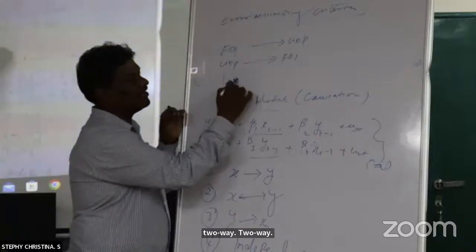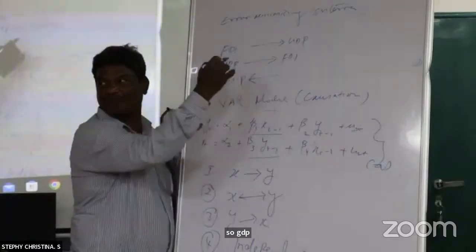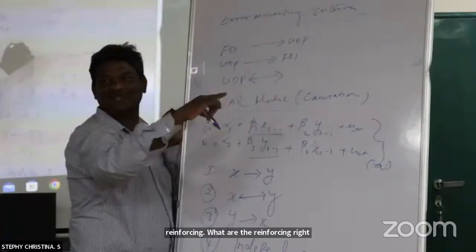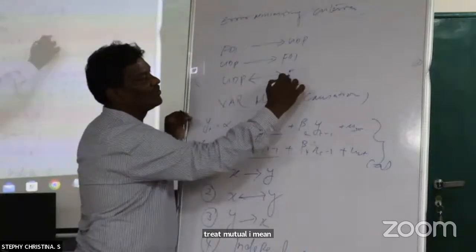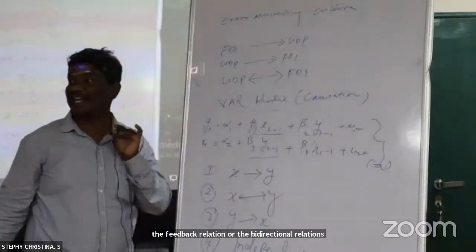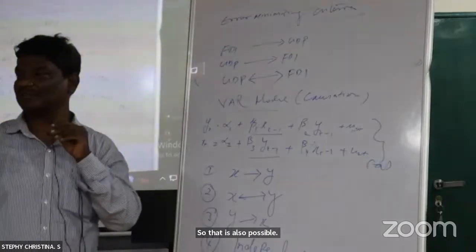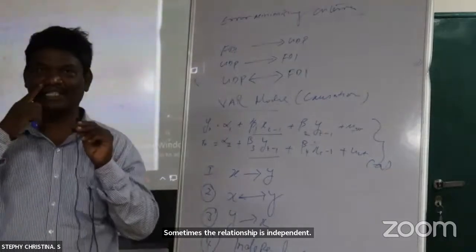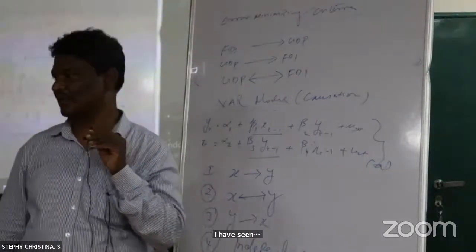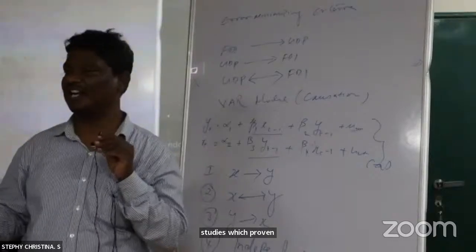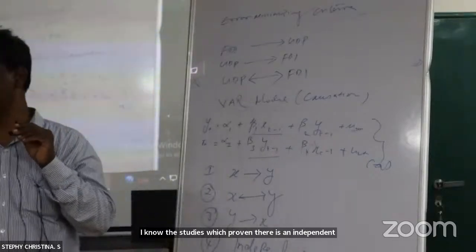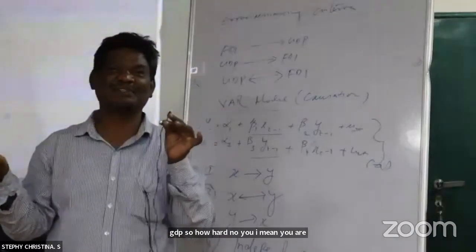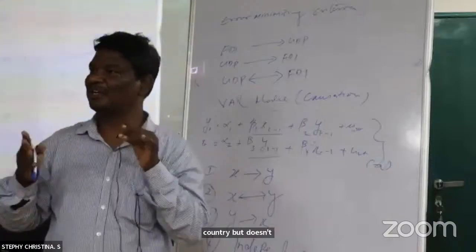So GDP reinforcing. What is the reinforcing, right? Mutual. The feedback relationship or the bidirectional relationship. So that is also possible. Sometimes the relationship is independent. I know studies which have proven there is an independent relationship between FDI and GDP. You may try to attract more FDI into the country, but it doesn't contribute to GDP. Both are independent. Both ways we test independence.